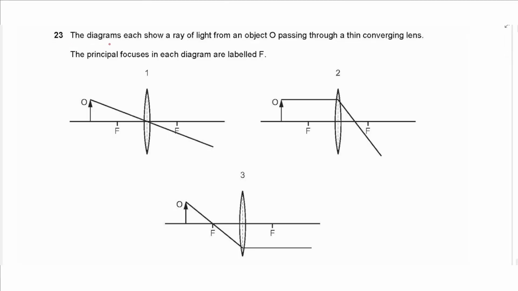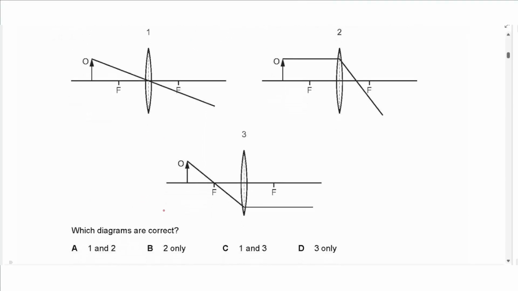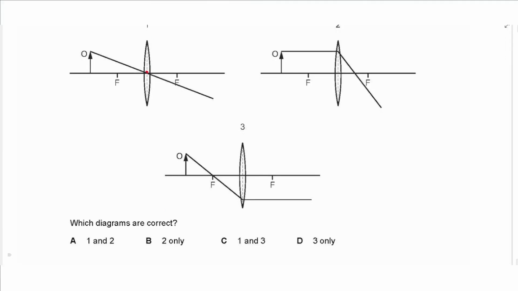Question 23 says the diagrams each show a ray of light from an object O passing through a thin converging lens. The principal focuses in each diagram are labeled F. Which diagrams are correct? The ray that passes through the optical center passes through undeflected, so 1 is correct. The second one, a ray parallel to the principal axis, should go through the focal point, so 2 is wrong. Diagram 3, we have a ray that passes through the focal point. It should go on the other side parallel to the principal axis, so 3 is correct. So 1 and 3. So the answer is C.